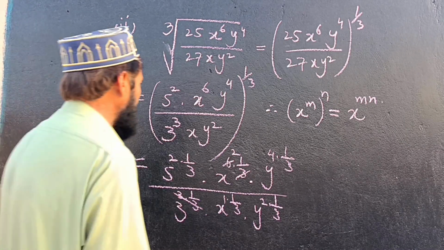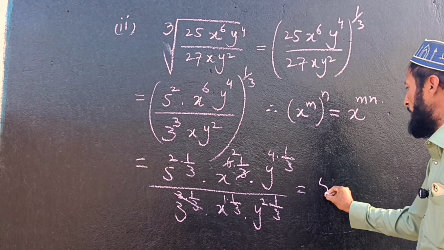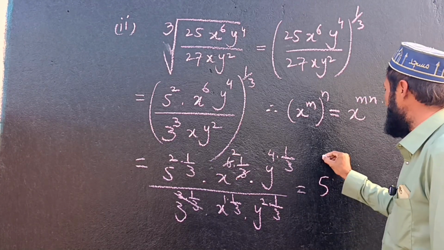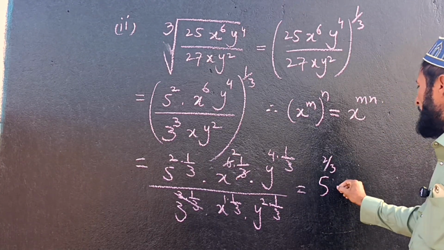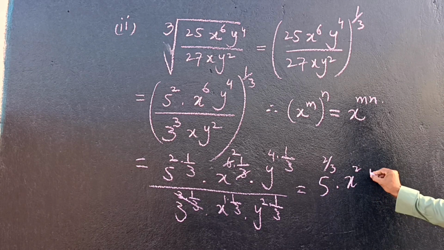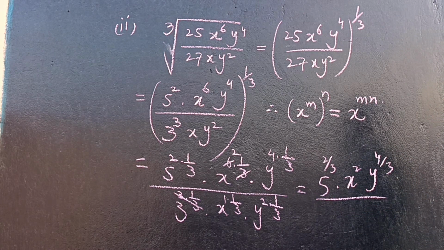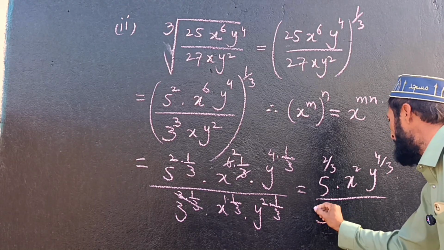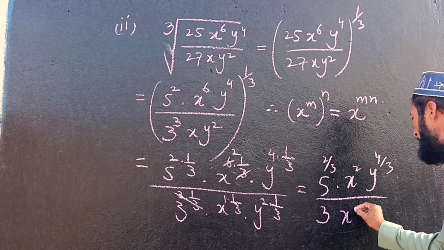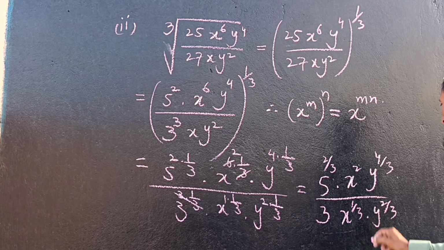we can further simplify this term. So 5 exponent of 2 by 3, into x square and y power 4 by 3, divided by, and here 3 is remaining, and x power 1 by 3 into y 2 by 3.